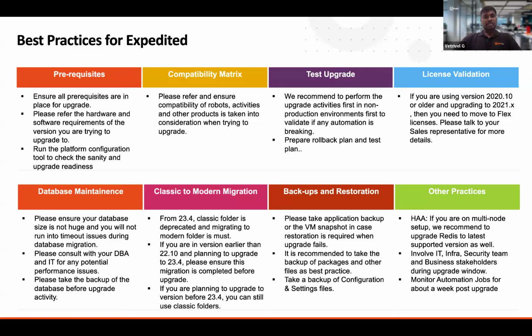Considering the database maintenance, you need to take a proper backup. Suppose you have been running the orchestrator for a long time, many months or years. There is a huge data size in your tables. So you need to do the database maintenance every month or two, periodically, and you can reduce the row count for better performance of the orchestrator upgrade. Then you can take the backup of your database before the upgrade activity.